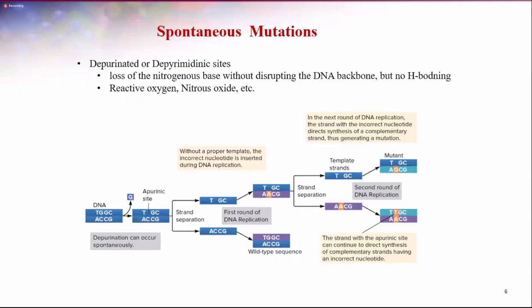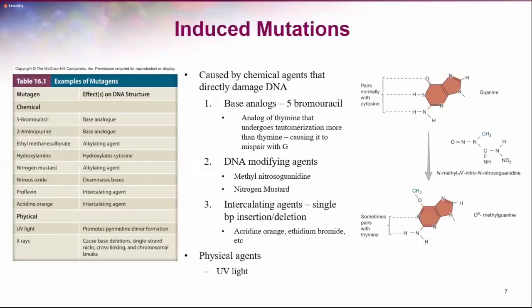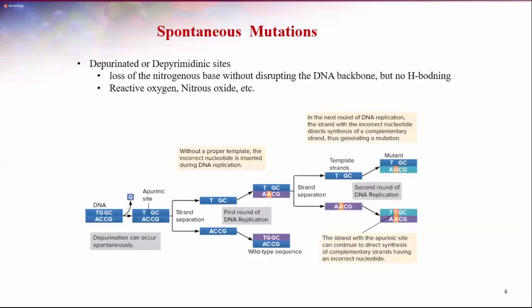Okay, so you can have spontaneous mutations that occur within cells all the time. Fortunately, cells have proofreading mechanisms that prevent them from accumulating these mutations. Mutations arise, but they're corrected, and so they aren't always passed on unless cells have some sort of mutation within their proofreading genes. Okay, questions on that before I move on to induced mutations?